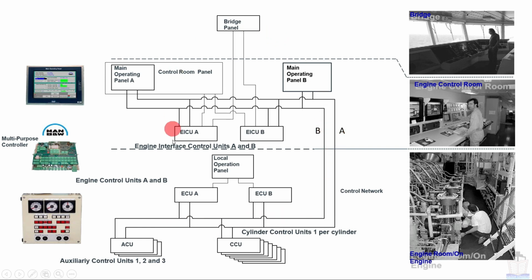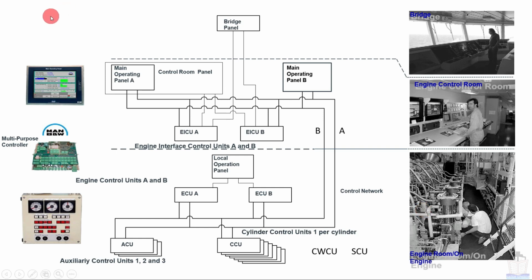These whole components are categorized in three parts. First one is bridge, that is related to telegraph handle and remote control system. Second one is MOP A, MOP B, EICU A and B. These are placed inside the engine control room. And third one is LOP, ECU A, ECU B and all SUs, all CCUs, CWCUs, SCUs, all placed on the engine itself near the maneuvering platform.